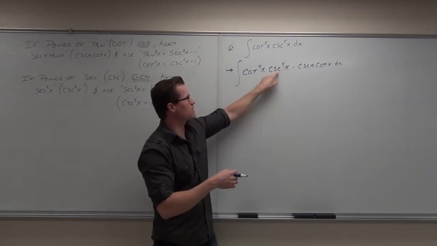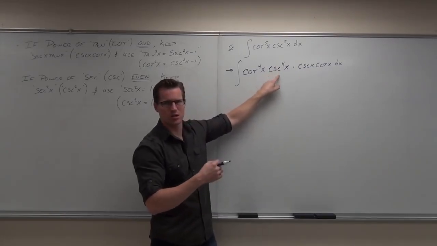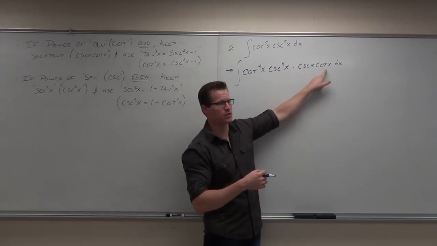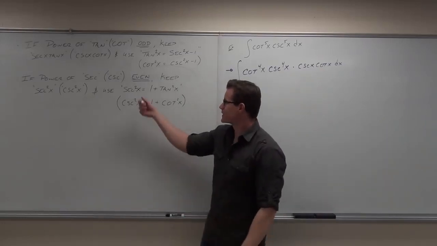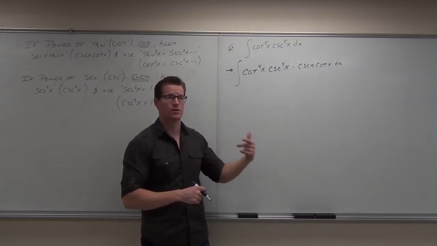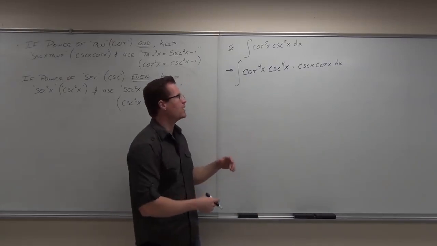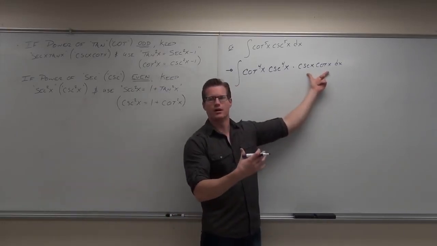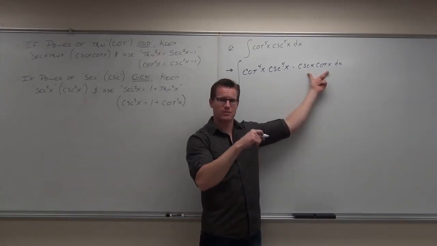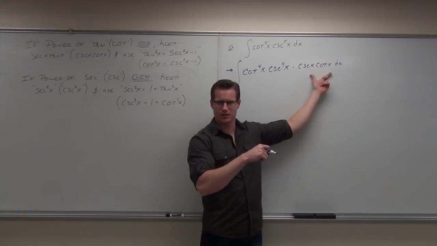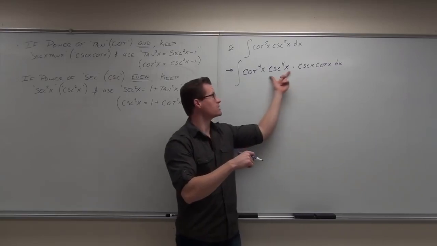If you start using an identity on cosecant and change it to cotangent, the derivative of cotangent is not cosecant cotangent. It would be the cosecant squared. So we couldn't do it that way. So again, when we're stripping it off, we're actually getting a derivative here. Change everything else to the trigonometric function that gives you this derivative. Is that clear?